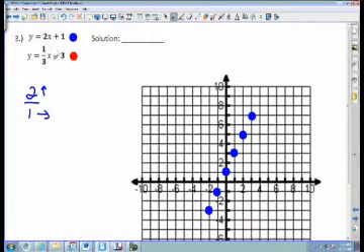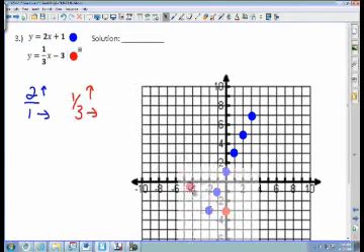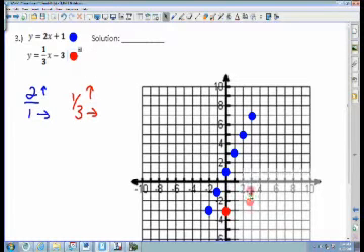The next thing I have is plot the y-intercept at negative 3. So I'm going to go down here to negative 3. My slope on this one is 1/3. That's telling me to go up 1 to the right 3. So right here I'm going to go up 1 to the right 1, 2, 3. Go up 1 to the right 3.